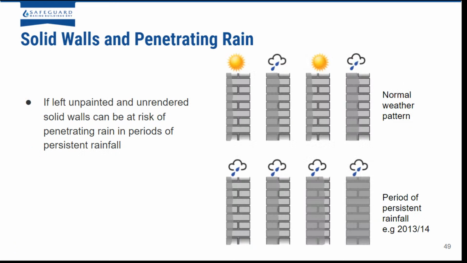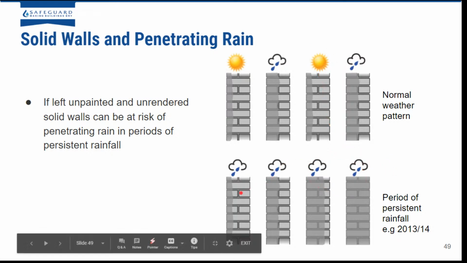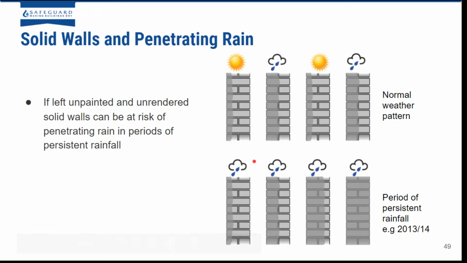So looking at solid walls and penetrating rain, there's no cavity there to prevent rain from making it to your internal face. And typically if you've got drying and wetting patterns where you have enough drying, water won't make it through to the internal face. However, during periods of persistent rainfall, that wall can become saturated and you can have issues with penetrating rain, such as the storms we've had recently. In fact, due to climate change, we're actually getting much more periods of persistent rainfall in the winter, much wetter winters. So that is something to be more wary of.